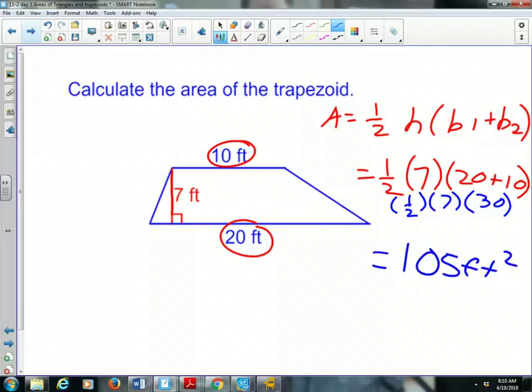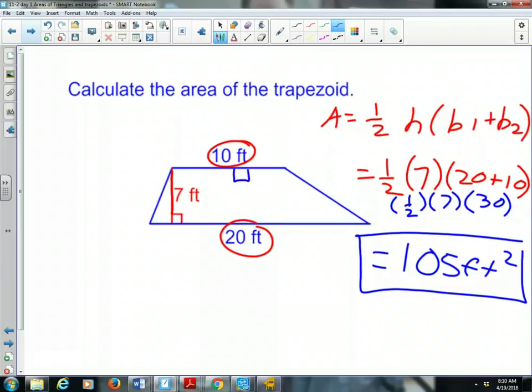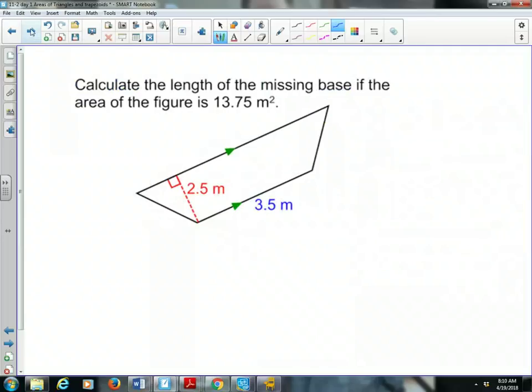105 feet squared. So let's always go back to what this means. If this is 1 square foot right there, there are 105 of these square feet that fit inside this trapezoid. Okay, and that's what area is, 105 square feet.